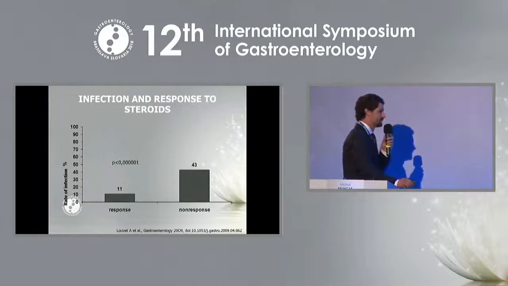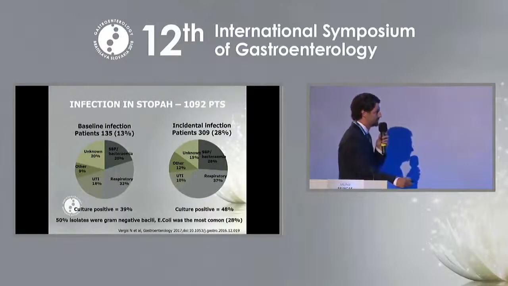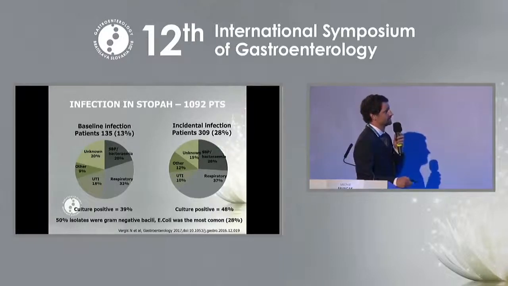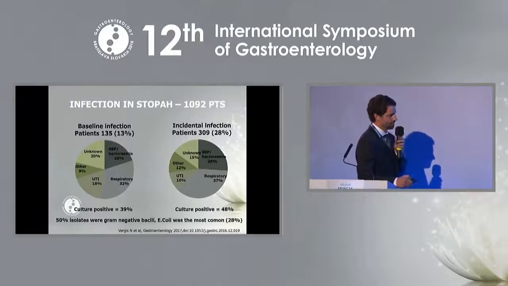Infection and response to steroids. We know from the Louvet paper that response to corticosteroids is the key, and non-responders have a much higher incidence of infection. Now, what we learned from the STOP-AH trial is that the incidence of infection before the treatment, which is called baseline infection, or on the treatment, is quite high. Less than 50% of infections are culture positive, and more than 50% of isolates were gram-negative.